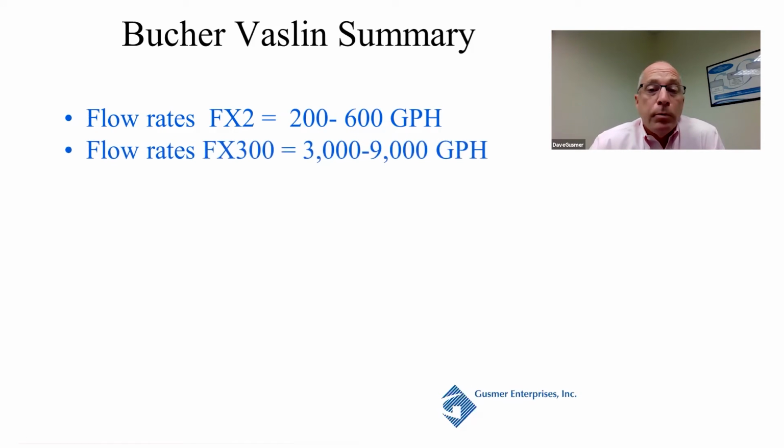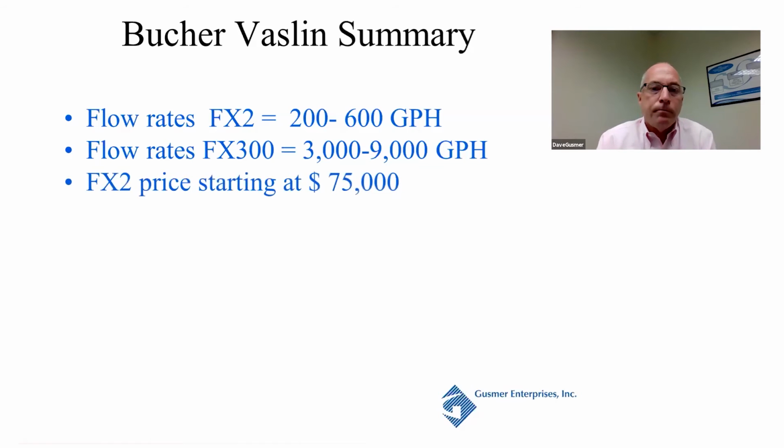The largest filter Bucher makes is the FX300. This is a 3-skid system, and that will do anywhere from 3,000 to 9,000 gallons an hour. We have a couple of customers that use this. Obviously, this is for very large producers. We have a number of models in between the FX2 and the FX300. So just to give you a scope, here's the smallest filter, here's the largest.